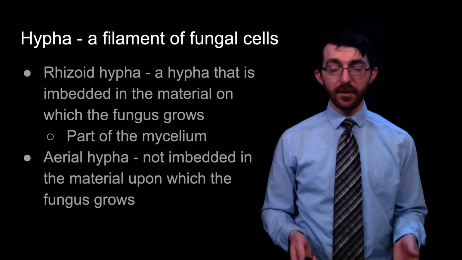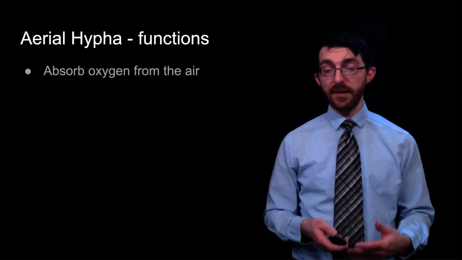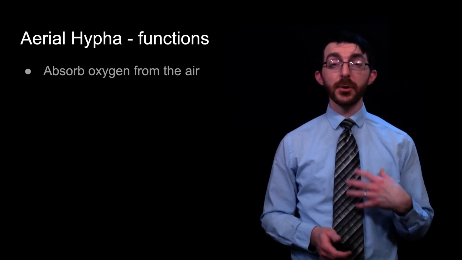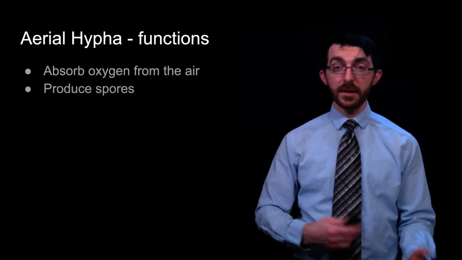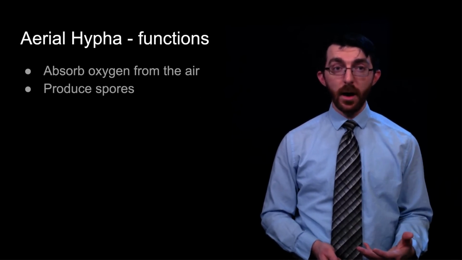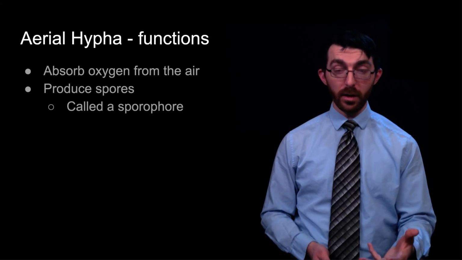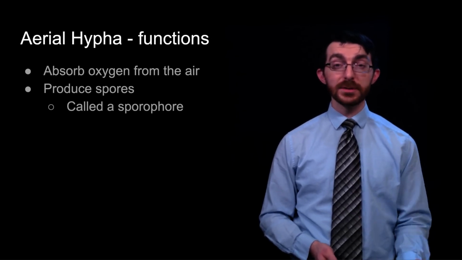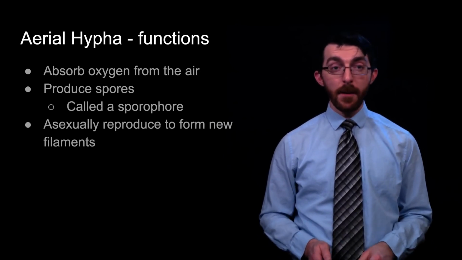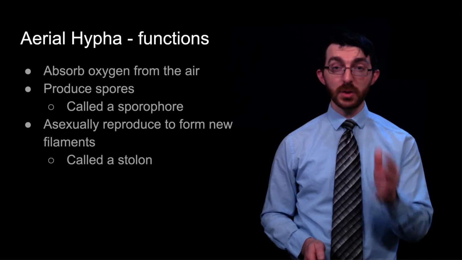Aerial hypha have a couple different functions. One thing they can do is absorb oxygen from the air. Everything that respirates needs oxygen, and fungi are no different. They also can produce spores, depending on what kind of fungus we're talking about. If an aerial hypha produces spores, it's called a sporophore. They can also reproduce to form new filaments. One of the ways that fungi grow is by extending their mycelia. If that is the particular purpose of this aerial hypha, then it is called a stolon.